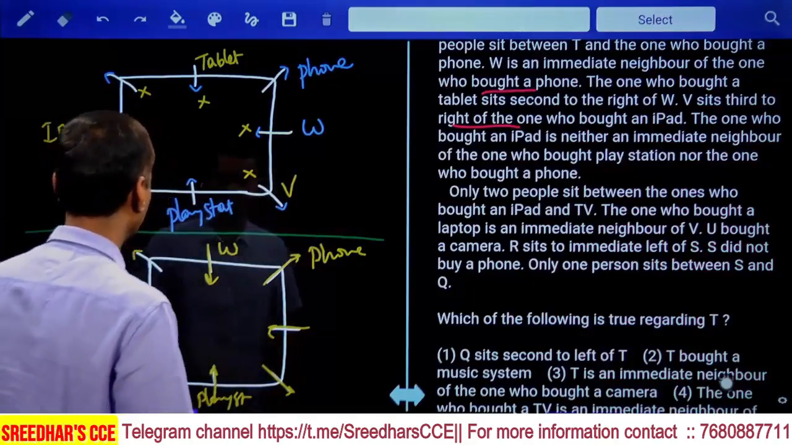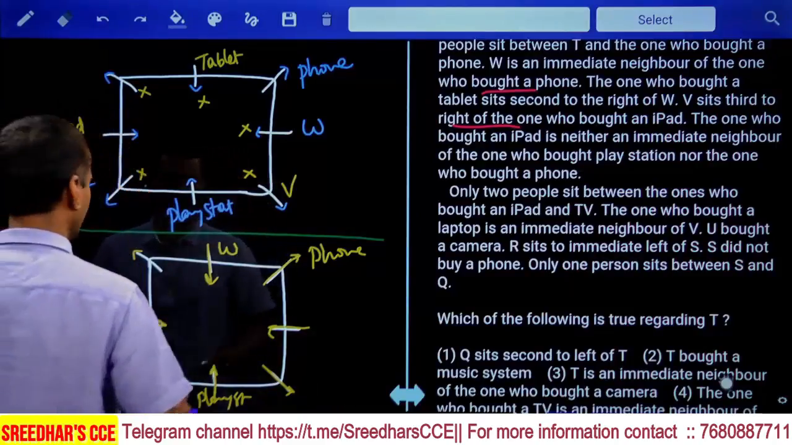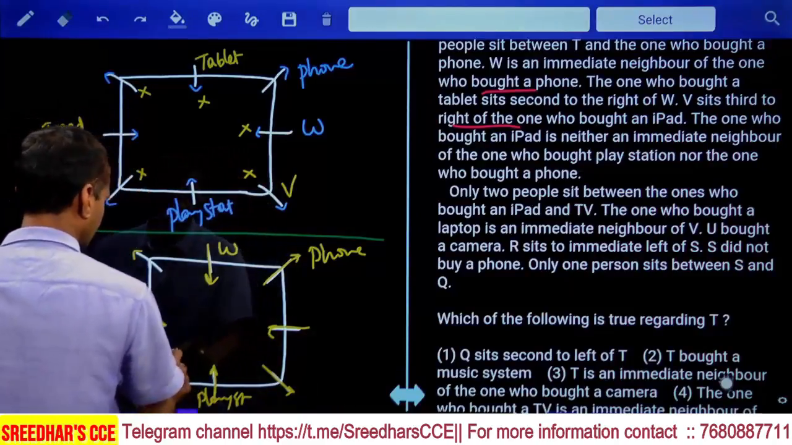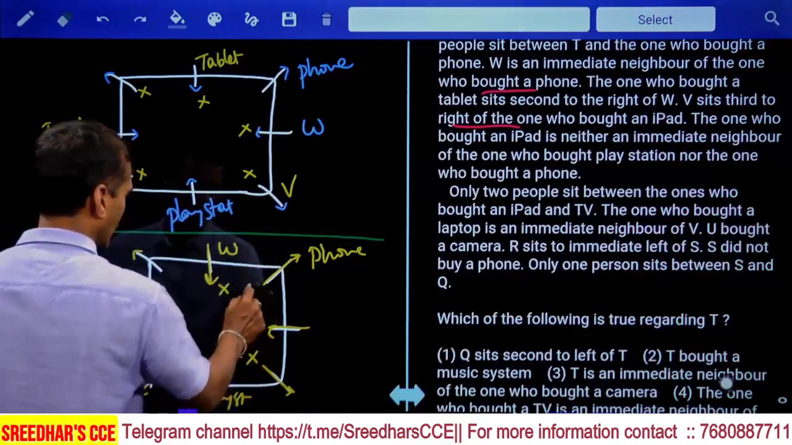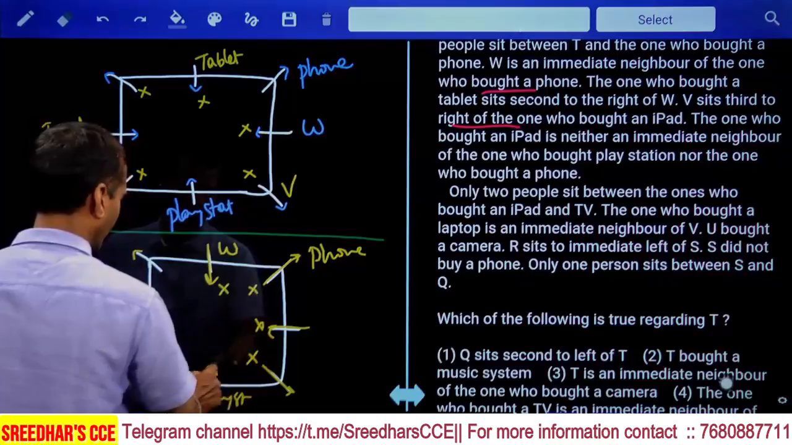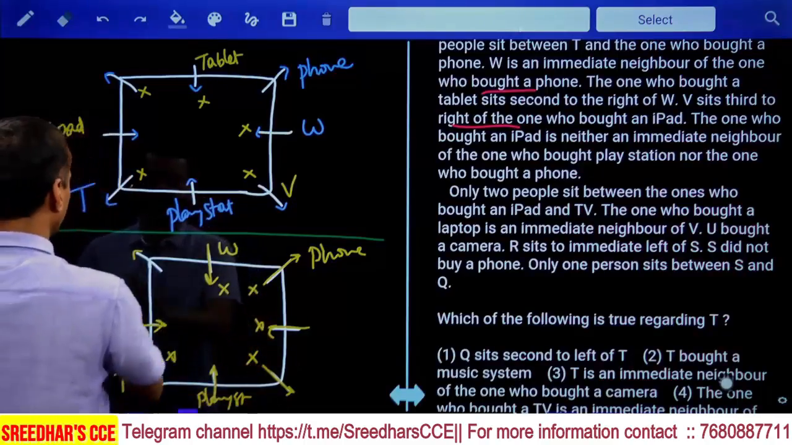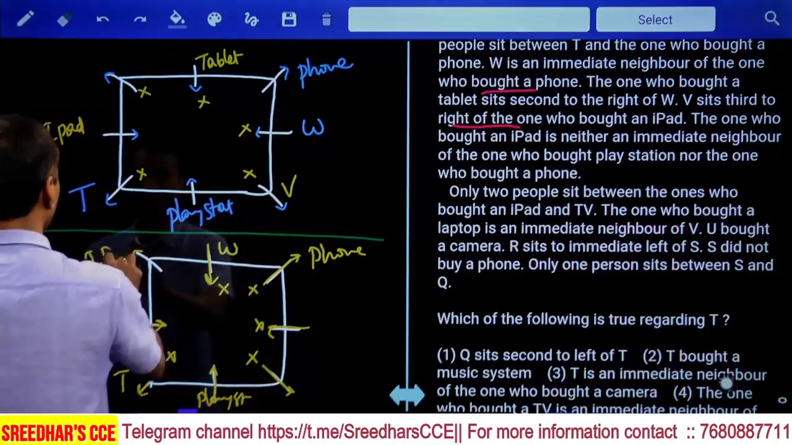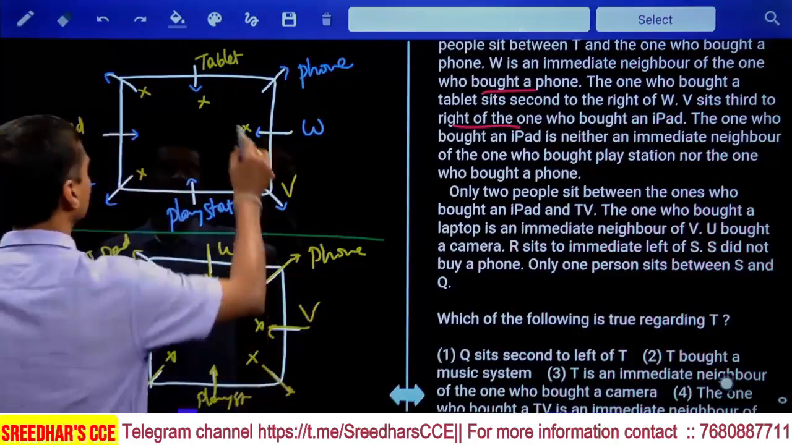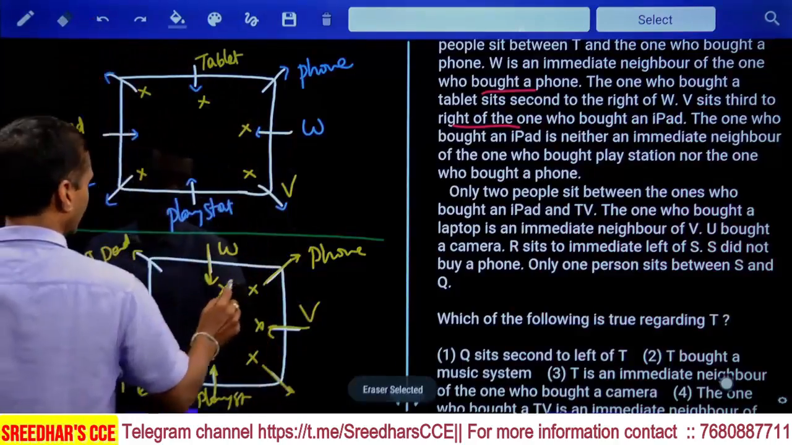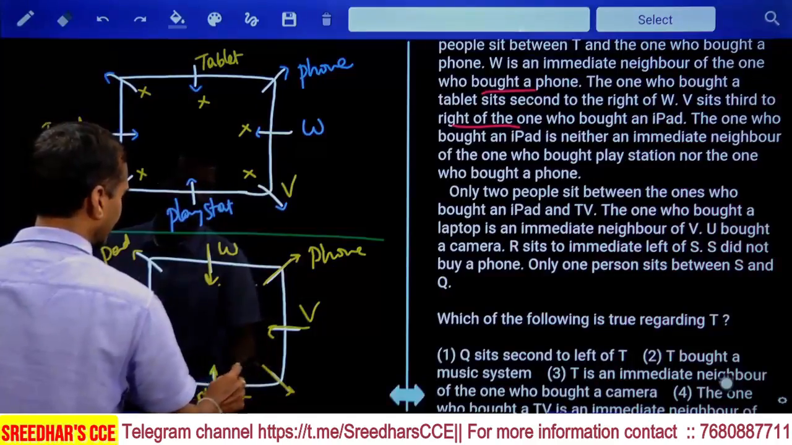Then coming to this one. The one who bought an iPad is neither an immediate neighbor of PlayStation nor a phone. So iPad cannot be here, cannot be here, cannot be here. That gives 1, 2, 3, 4, 5, 6 possibilities for the person. Here also it cannot be because tablet is already there. And the one who bought an iPad must be here. And V sits to the right of the one who bought an iPad, so V must be here. Clear now? In both the cases, we could finalize the positions of iPad and V, isn't it?